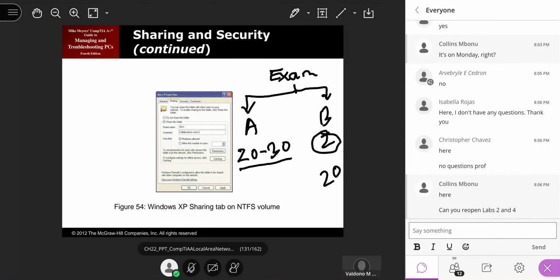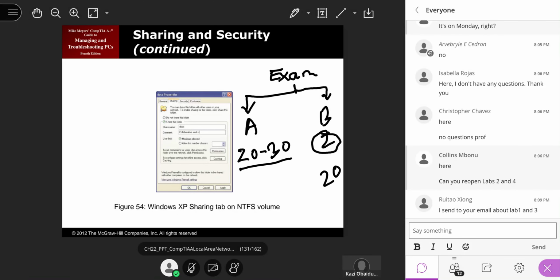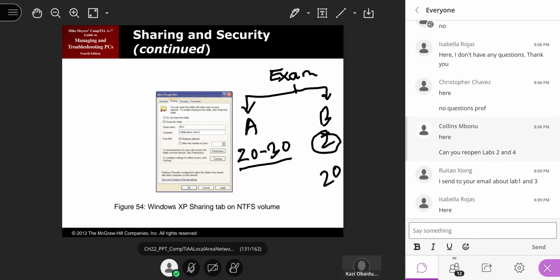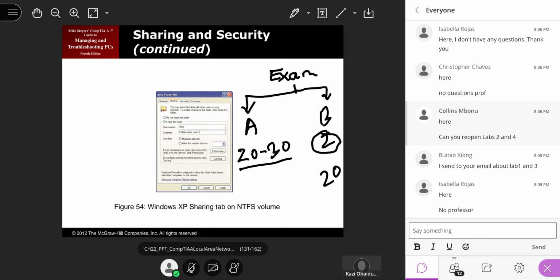Next, Collins is here, right? Okay, 1 and 3. Good. And then Isabella Rosa. Do you have any question, please? Oh, no. Okay, good.